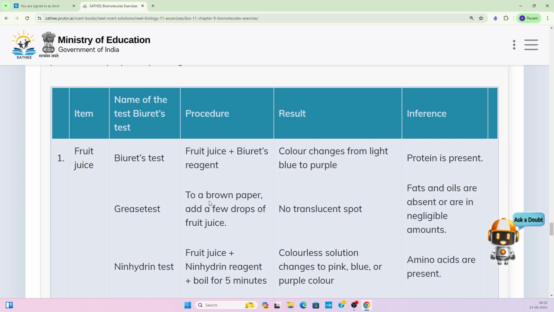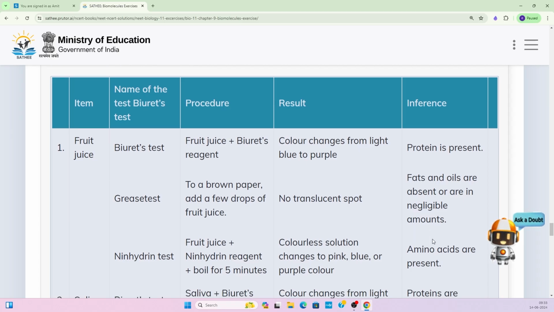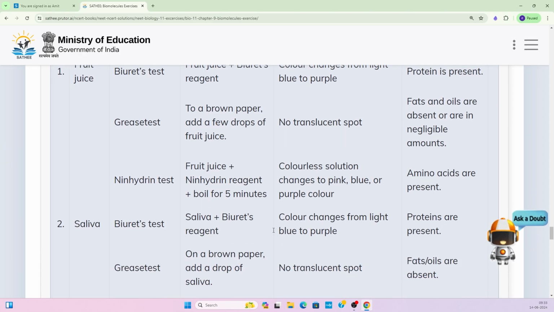Grease test: to a brown paper, add a few drops of fruit juice. No translucent spot appears, so fats and oils are absent or in negligible amount. Next is the ninhydrin test. Take fruit juice, add the ninhydrin reagent, and boil for 5 minutes. The colorless solution changes to pink, blue, or purple color, so amino acids are present.